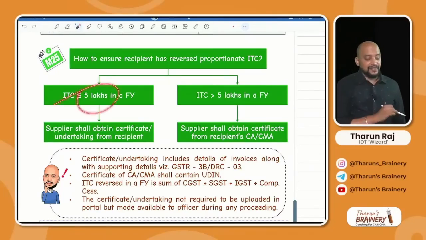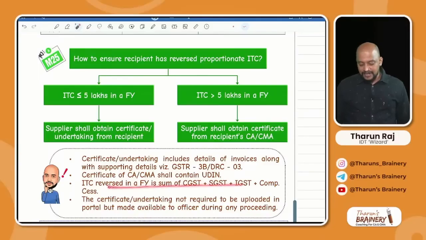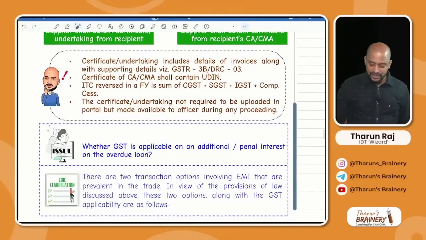Sir, while computing this 5 lakhs, is it only the CGST component or SGST component or in total? Because if it is interstate supply it is IGST, if it is intrastate supply it is CGST and SGST. So in total, ITC reversed in a financial year is the sum of CGST, SGST, IGST and compensation cess.